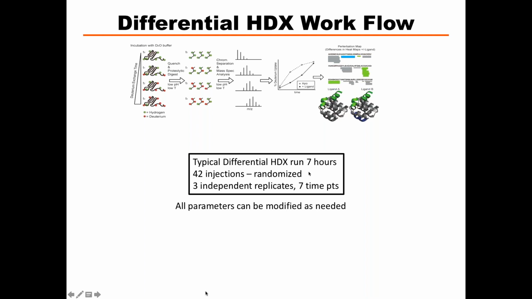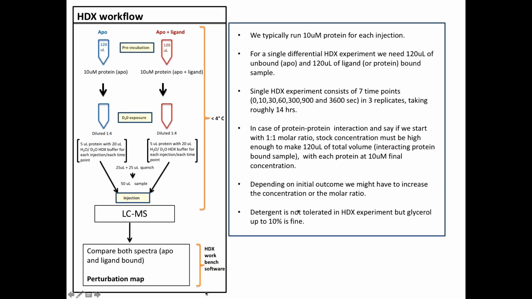The typical experiment is about 7 hours because it's 42 injections. They're randomized. There are 3 independent biological replicates and 7 time points each. We can modify this depending on the questions being asked. But this is the slide that's most important to potential collaborators. We send this out to you if you're interested in doing an experiment, because this walks through the actual amounts of protein that we need, the concentration that's ideal, and things we don't want in the sample.